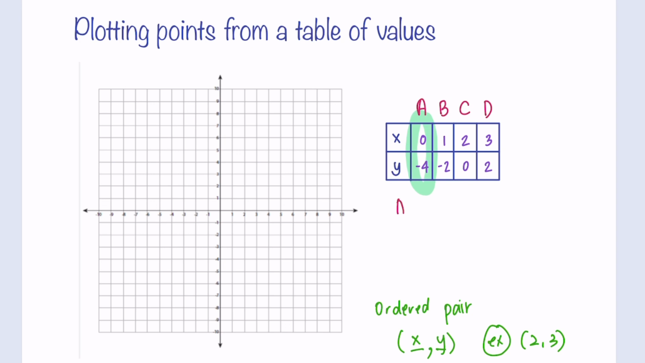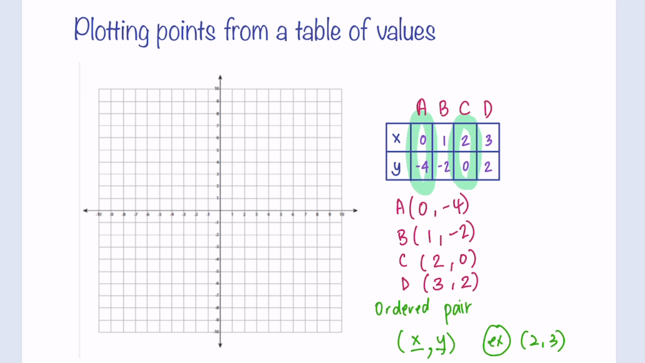So the coordinates for point A would be 0 for x and -4 for y. For B, the x-coordinate is 1 and the y would be -2. For point C, I'm looking at right here, and so the x-coordinate is 2 and the y is 0. And lastly, for point D, I have 3 as my x-coordinate, and I have 2 for my y-coordinate.